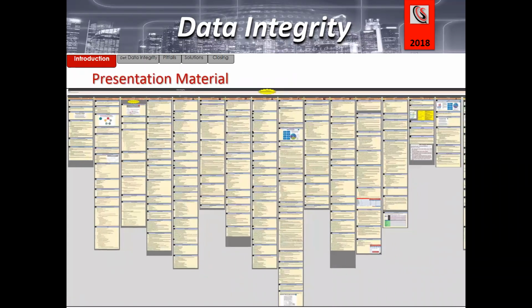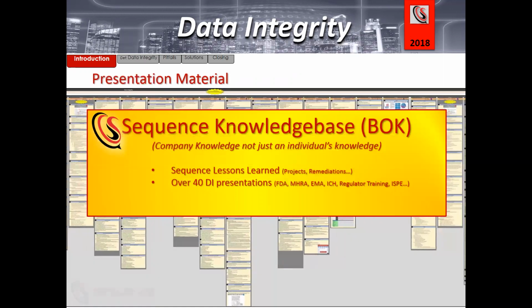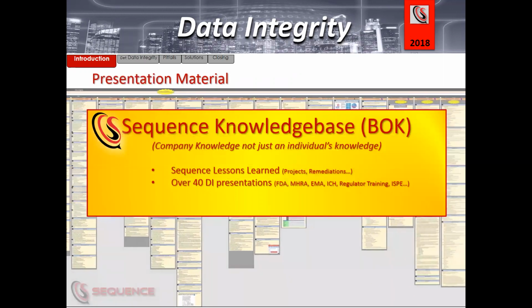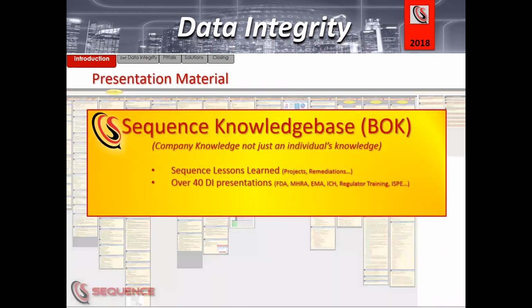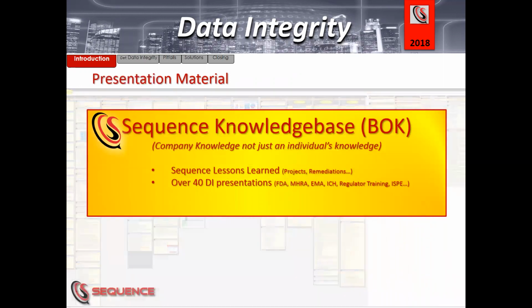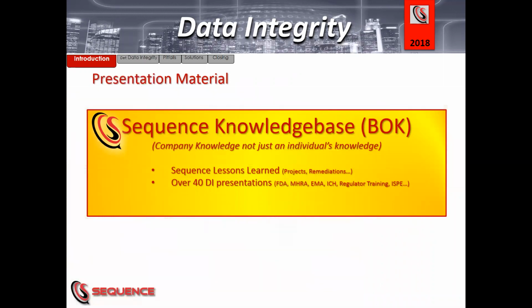A little bit about this presentation. Why listen to this presentation? Now, I know you can't read all the little boxes scanning by in the back, but this presentation is the compilation of about 40 data integrity presentations given over the past 3 years from places like the FDA, MHRA, ICH, just a lot of GXP-oriented organizations, regulator trainers, ISPE, and it also contains a lot of the lessons learned here at Sequence. One of our key drivers is to empower individuals with company knowledge and not just rely on an individual's knowledge. So to empower people to do a better job for our clients is one of our goals.